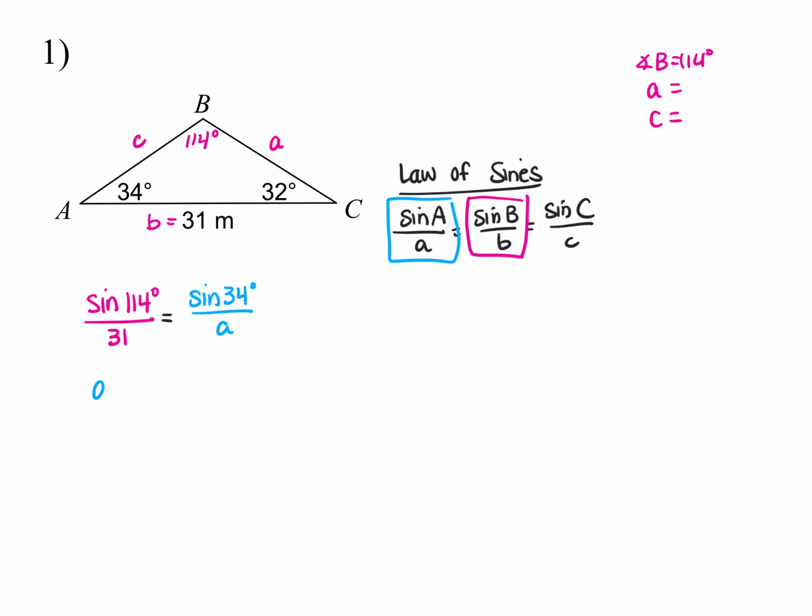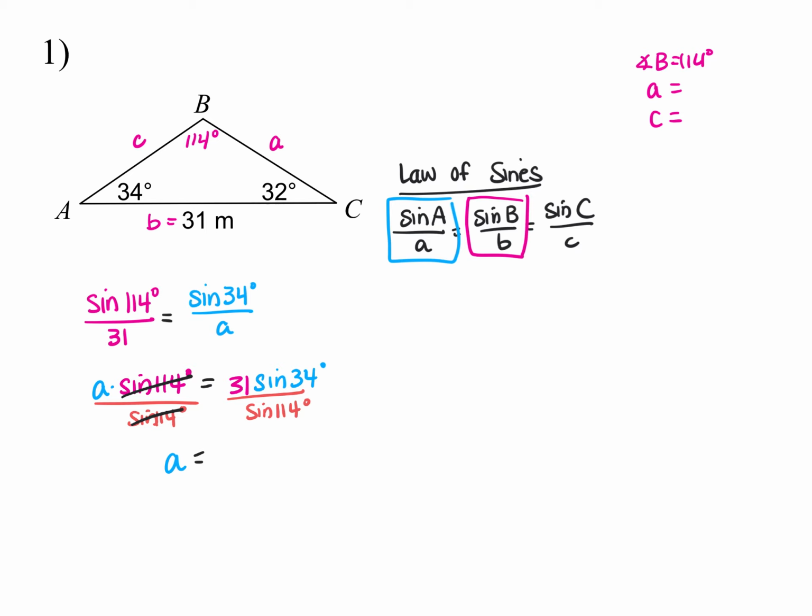So if I cross multiply, I'm going to have a times the sine of 114 degrees equals 31 times the sine of 34 degrees. And there's my equation. To solve this equation for a, I'm going to divide both sides by the sine of 114 degrees. Keep forgetting that second one there. So divide by the sine of 114 degrees. And then that's going to just give me an expression for just a. And then I can just type that expression into my calculator.